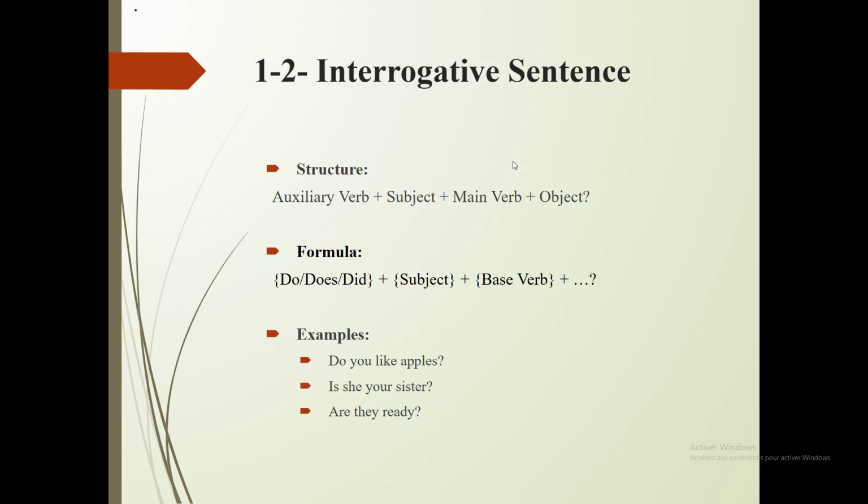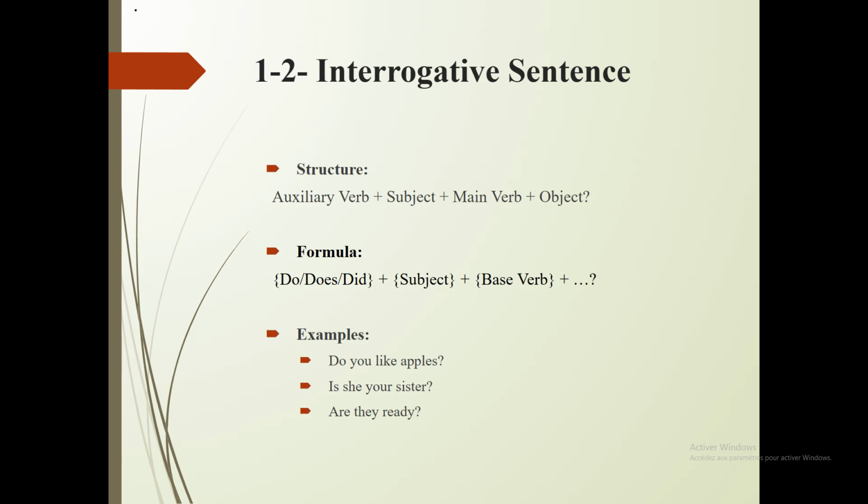The second type is interrogative sentences. Interrogative sentences are used to ask questions. The structure is as follows: auxiliary verb plus the subject plus the main verb plus the object plus the question mark. The formula means that it is do, does, did, depending on the verb used and on the tense of the verb, plus the subject plus the base verb plus the complement or the object or whatever, and then of course the question mark.